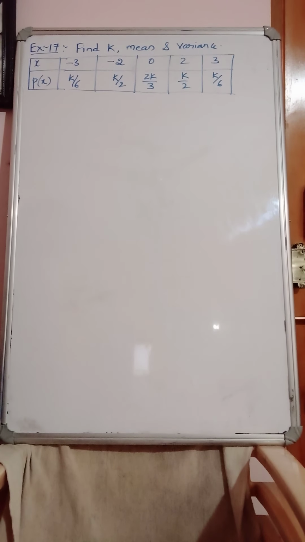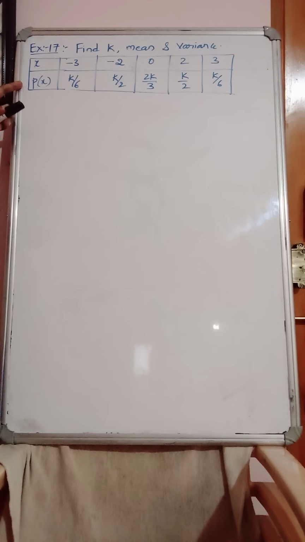Look at this question now. Same kind of problem, finding the k value and mean and variance. The real values -3, -2, 0, 2, 3 are assigned with corresponding probabilities k by 6, k by 2, 2k by 3, k by 2, k by 6. First and foremost, we need to calculate k, the missing term, and then prove that the total is equal to 1 after substituting the k value in the table. And then later on, you know the procedure.